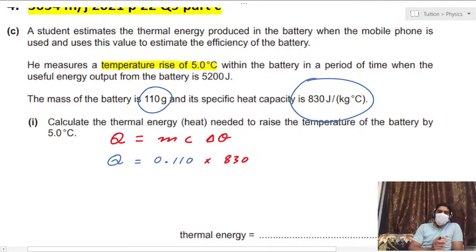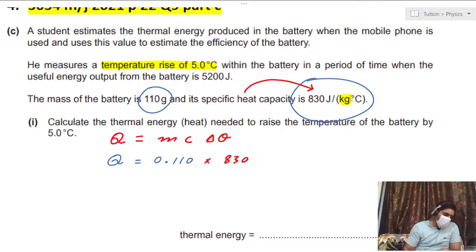Now, the thing is, in the very first question, I used the mass in grams as it is. But in this one, I can't use the mass in grams as it is. Why? Because the specific heat capacity is given in kilograms. So either you need to convert this into grams, and your mass would be in grams, or it's better to just convert the mass into kilograms.